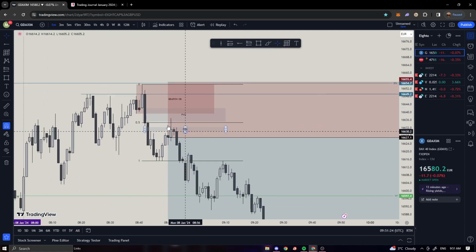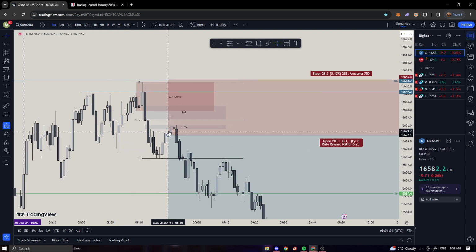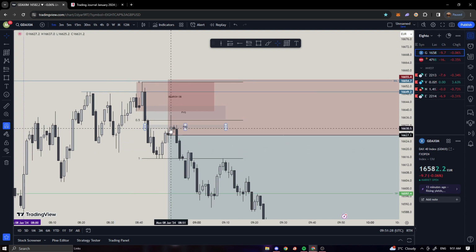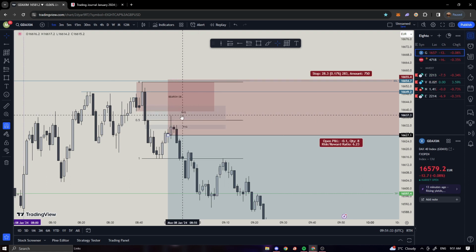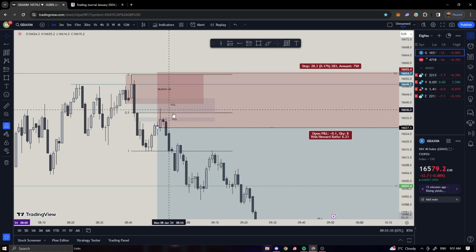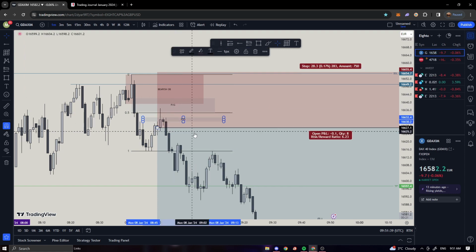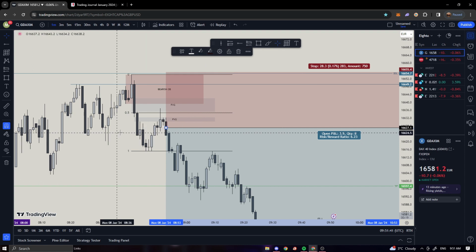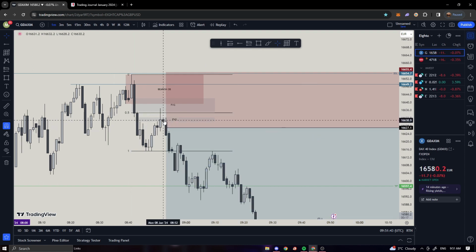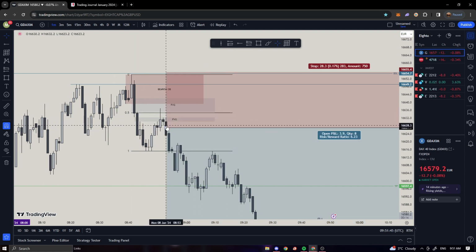Drew out the equilibrium, 0.5. Price retraced into the first fair value gap, into the 0.5, and into the other fair value gap, given a very good reaction, given a good bearish reaction off that POI, which was this one, which I entered off.